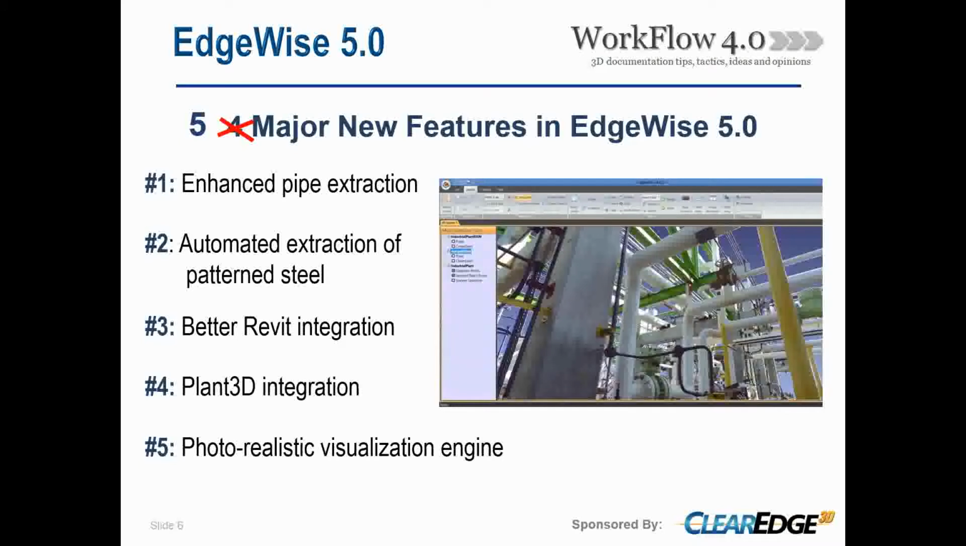So the new release 5.0 is going to have a number of new upgrades, bug fixes, things like that, but the 5 things that are probably going to be the most standout-ish for you are going to be enhanced pipe extraction, automated extraction of pattern steel, better Revit integration, Plant 3D integration, and then the new visualization engine.